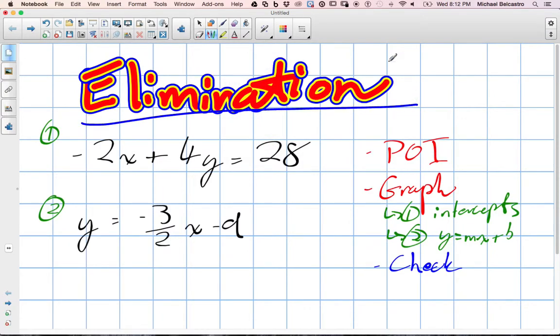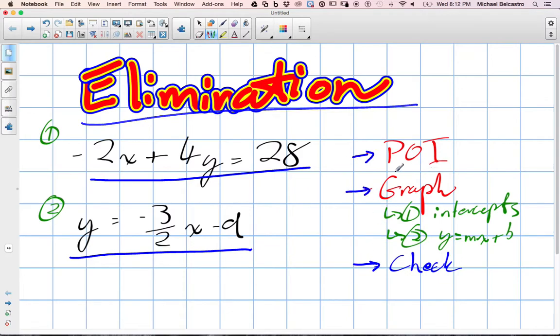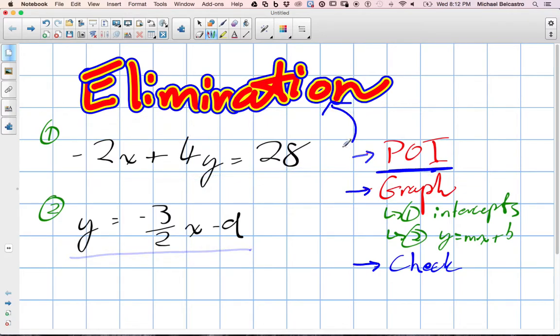We're going to go over the idea of elimination. They've given us two linear equations, and they've given us a long list of things that we need to do here. First thing we want to do is find the point of intersection, and we're going to use the method of elimination to do that.